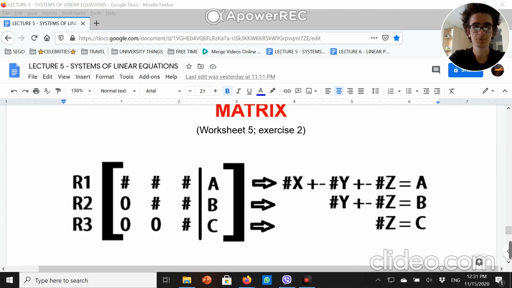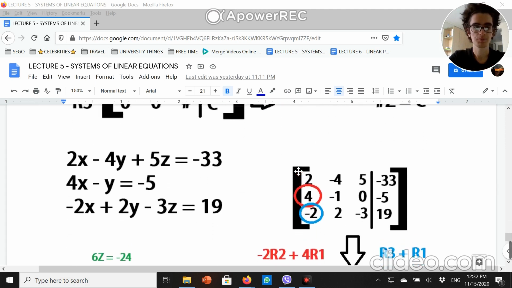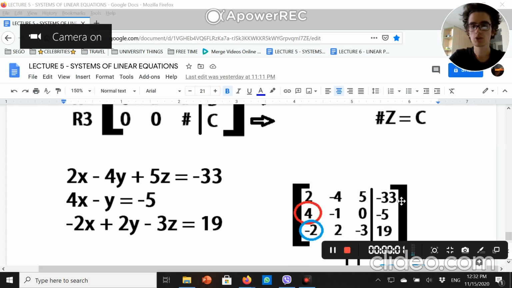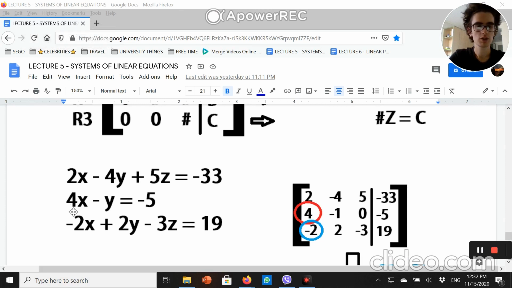As I said, worksheet 5, exercise 2: 2x minus 4y plus 5z equals 33. We rewrite it in a row here, so x, y, z, and our solution here. The second equation, 4x minus y equals 5, so 4, negative 1, 0, because in this case we don't have z, so z is 0, equals negative 5.